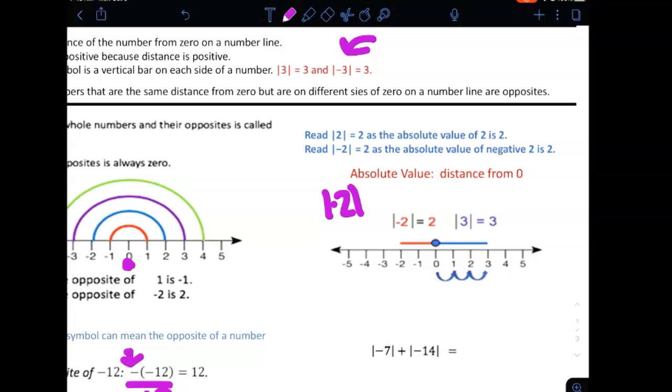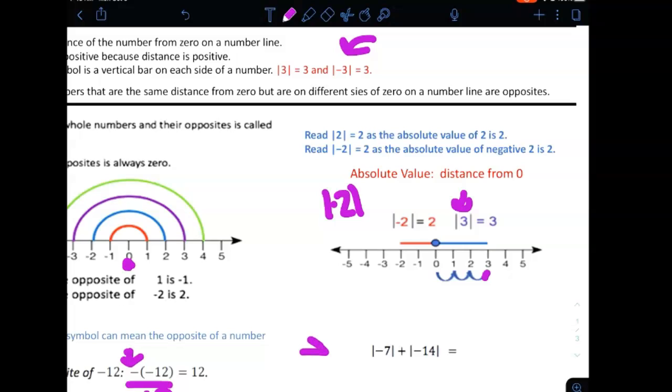So here we're showing -2 is 2 steps from 0. So the absolute value of -2 is 2. +3 right here. Its absolute value is 3 because it's 3 steps from 0.